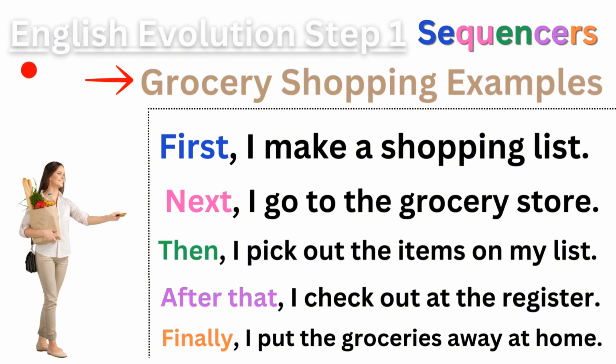Grocery shopping examples. First, I make a shopping list. Next, I go to the grocery store. Then, I pick out the items on my list. After that, I check out at the register. Finally, I put the groceries away at home.